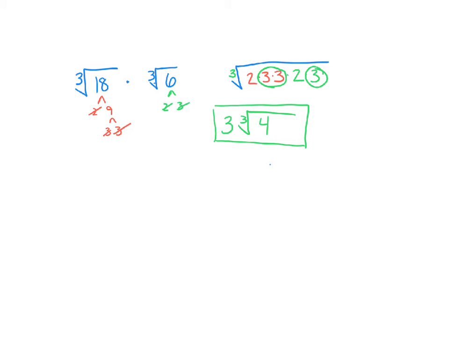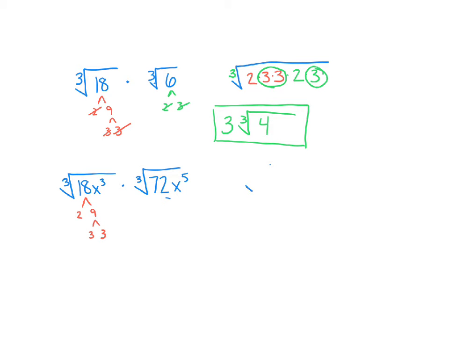Alright, so now let's look at if we added some variables in. So I'm going to do the cube root of 18x cubed times the cube root of 72x to the 5th. Now 72 times 18 is going to get real big real fast. So again, I'm going to rewrite this out, and we're going to go ahead and do our factor trees before we combine them. So 18 is 2 and 9, and 9 is 3 and 3.